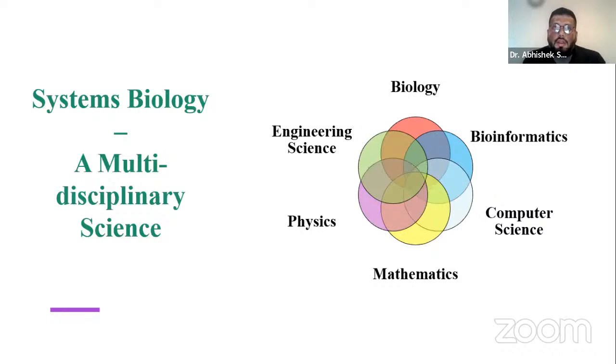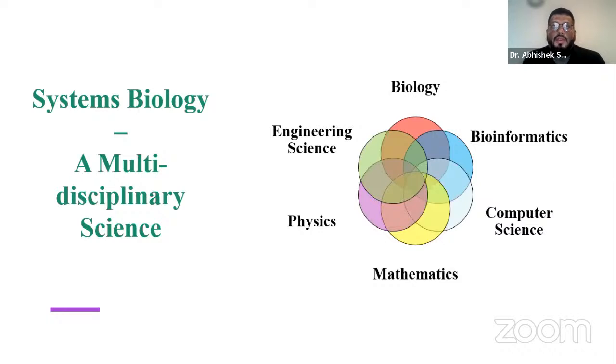Then physics. Definitely physics and biology are inseparable fields of science. Dynamics, kinetics, motions: all these are physical aspects that are an important part of biology, which are touched upon and used to model in systems biology.